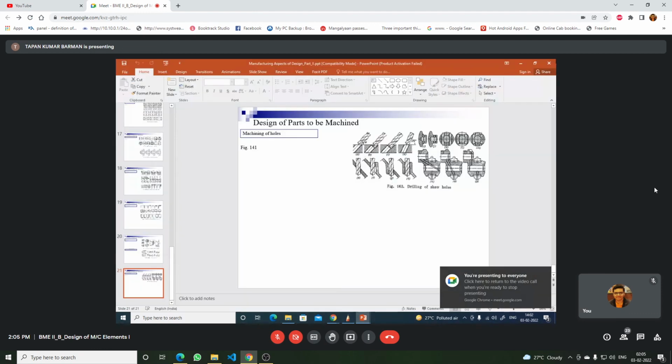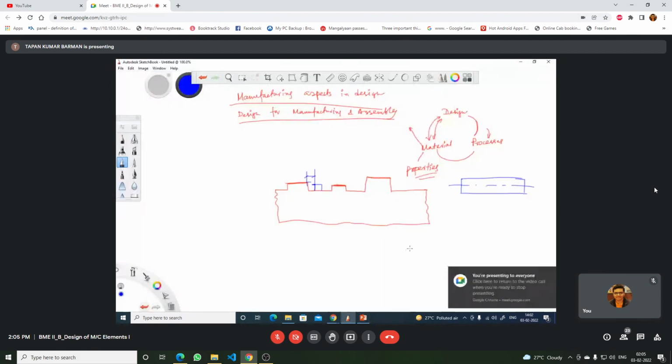Now, my point was, if it is possible to do all the machining operations or the final product from one machine, then it is good. Sometimes it is not possible. Say for example, for your flange of a shaft coupling.